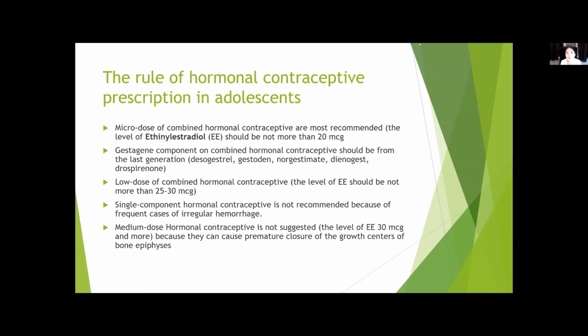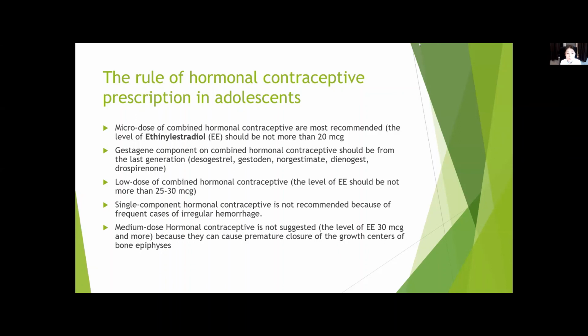The rules of clinic recommendations of hormonal contraceptive prescriptions in adolescents include: microdose combined hormonal contraceptives are most recommended, when the level of ethinyl estradiol should be not more than 20 micrograms. The gestagen component of the combined hormonal contraceptive should be from the last generation. It means desogestrel, gestodene, norgestimate, dienogest, and drospirenone.